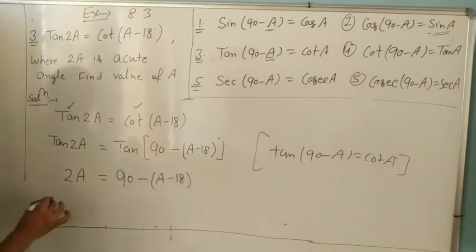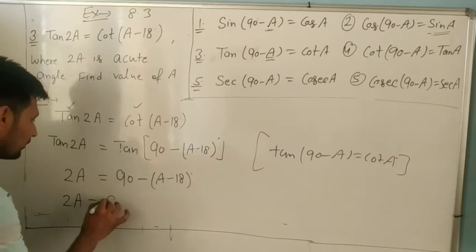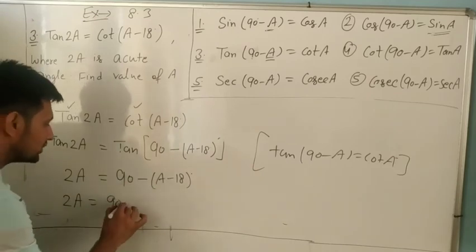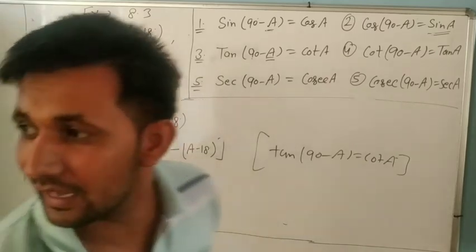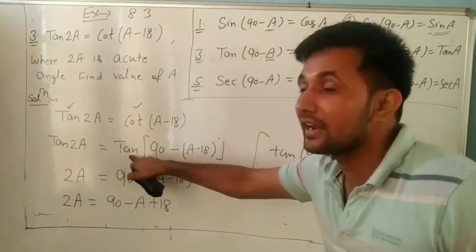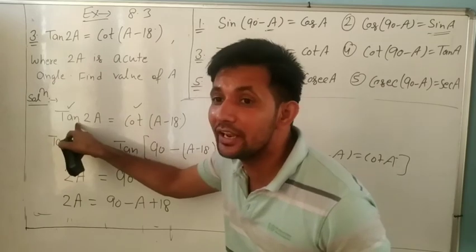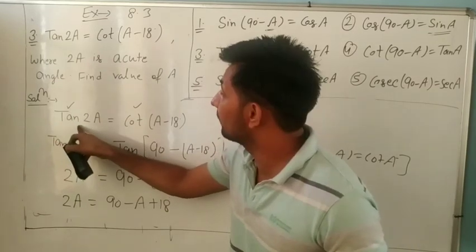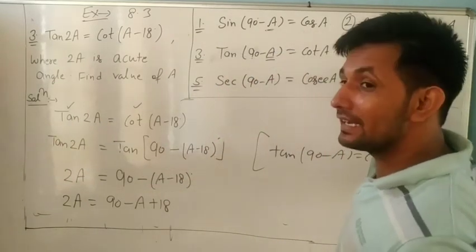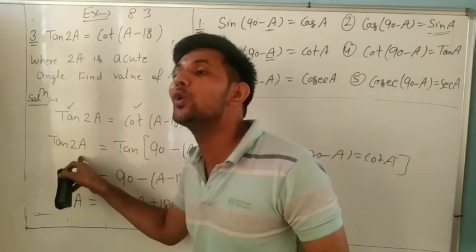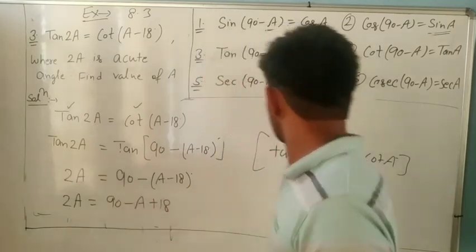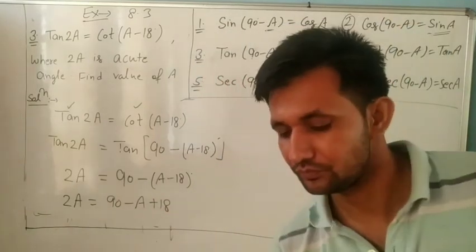So we will write 2a equal to 90 minus a minus 18. Negative into positive is negative, negative into negative is positive. Understand dear? So we changed here to tan. Otherwise dear, you can change it into cot also. What will we write? Cot(90 minus a), cot(90 minus 2a). Okay dear?